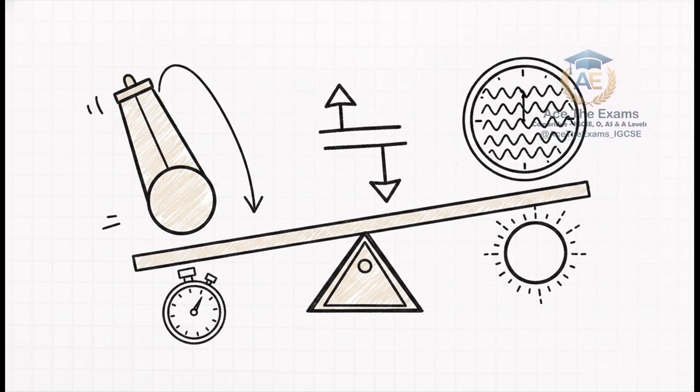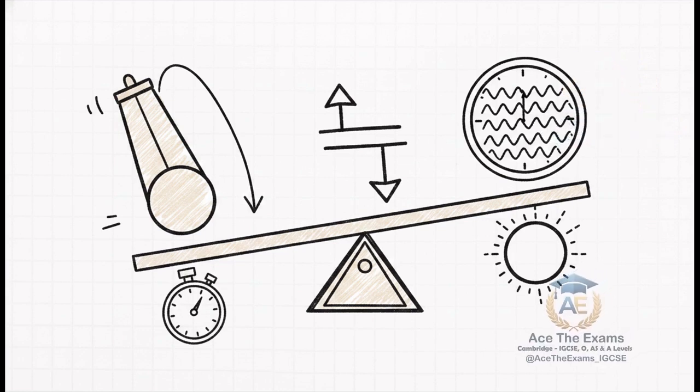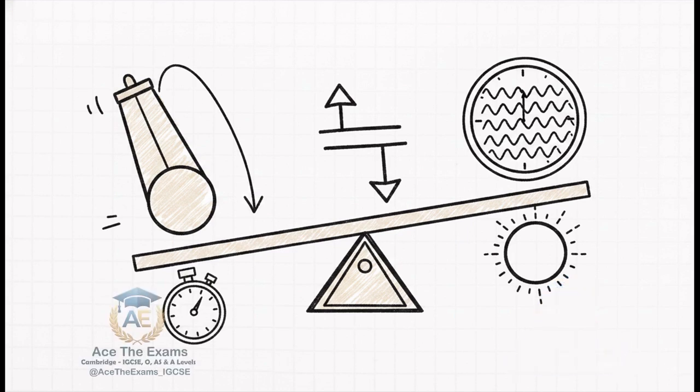Frequency, lowercase f, is how many of those complete journeys happen every single second, and they are inversely mathematically linked. Frequency equals 1 divided by the period.